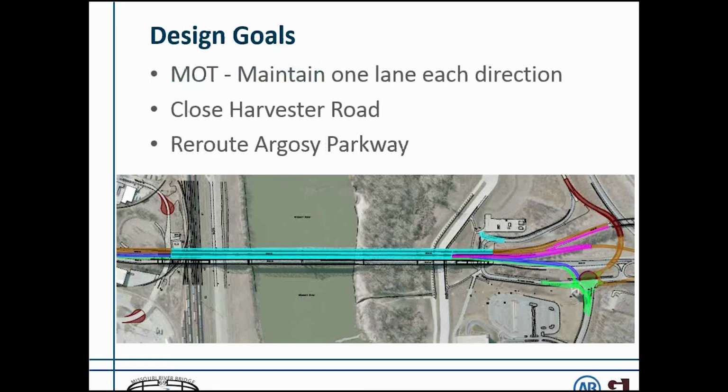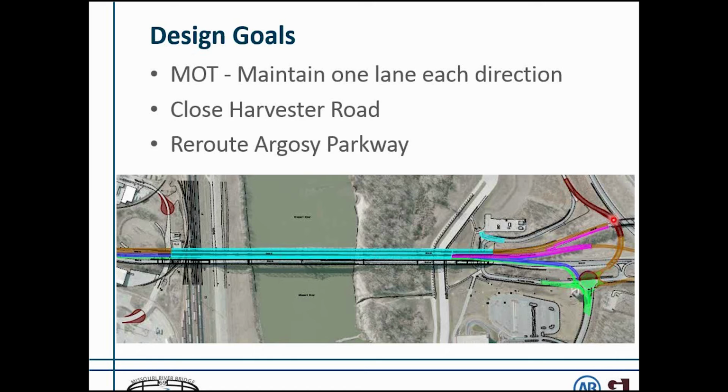So for further details into our design goals, we chose to maintain our traffic on the existing Platte Purchase bridge, and we removed the existing Fairfax bridge and placed our alignment along that original alignment. So to reduce the bridge length, we closed Harvester Road and were able to shorten the bridge length on the Kansas side. Then on the Missouri side, we were required to reroute the Argosy Parkway that feeds to the Argosy Casino.